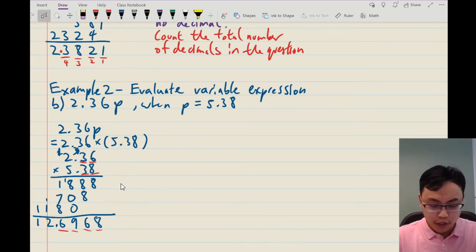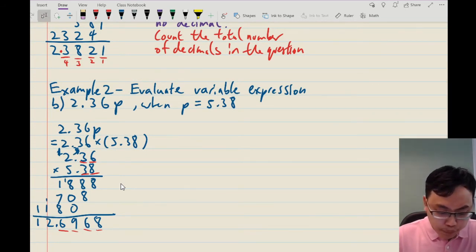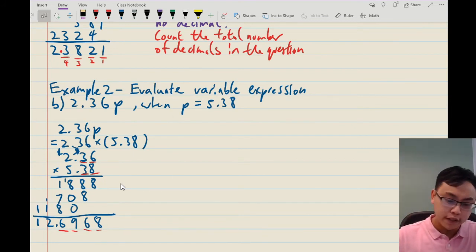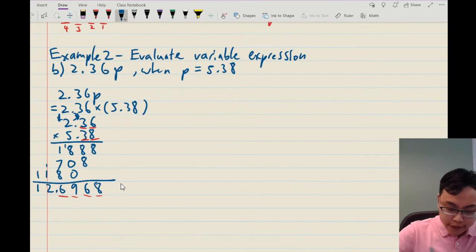And so let's double check that it makes sense. 2.3 multiplied by 5. 2 times 5 is 10 approximately. 12 and 10 is somewhat close to each other. They are still in the correct place value, so I know that our answer is not too far off. So let's move on to example 3 now.